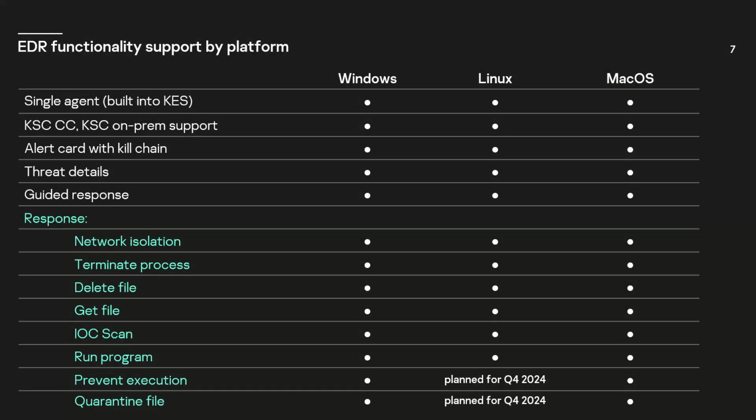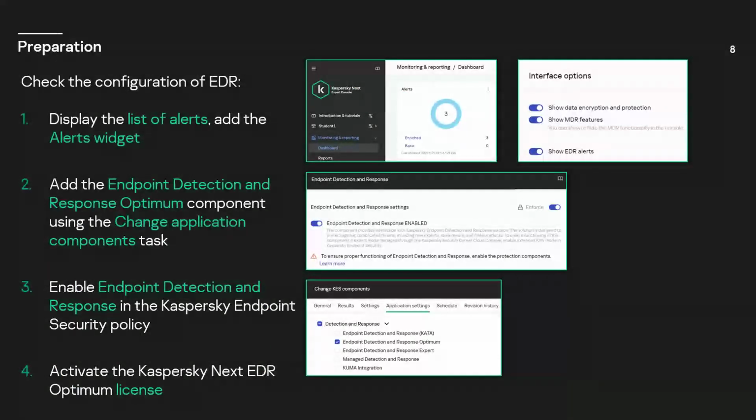We also support all major operating systems with EDR Optimum: Windows, Linux, and macOS. On all of these platforms, the functionality is the same, so there's a feature parity between different platforms. By default, Kaspersky Endpoint Security for Windows does not include EDR Optimum functionality, so you need to enable it manually.